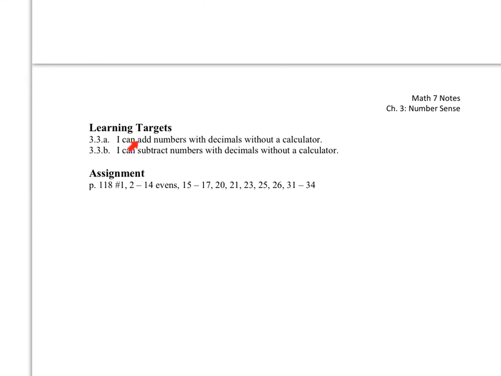Learning targets here: adding numbers with decimals without a calculator. Please do this assignment without a calculator. And when you get to some of the mixed review at the end, you grab a calculator for those. Adding and subtracting numbers, no calculators, please.